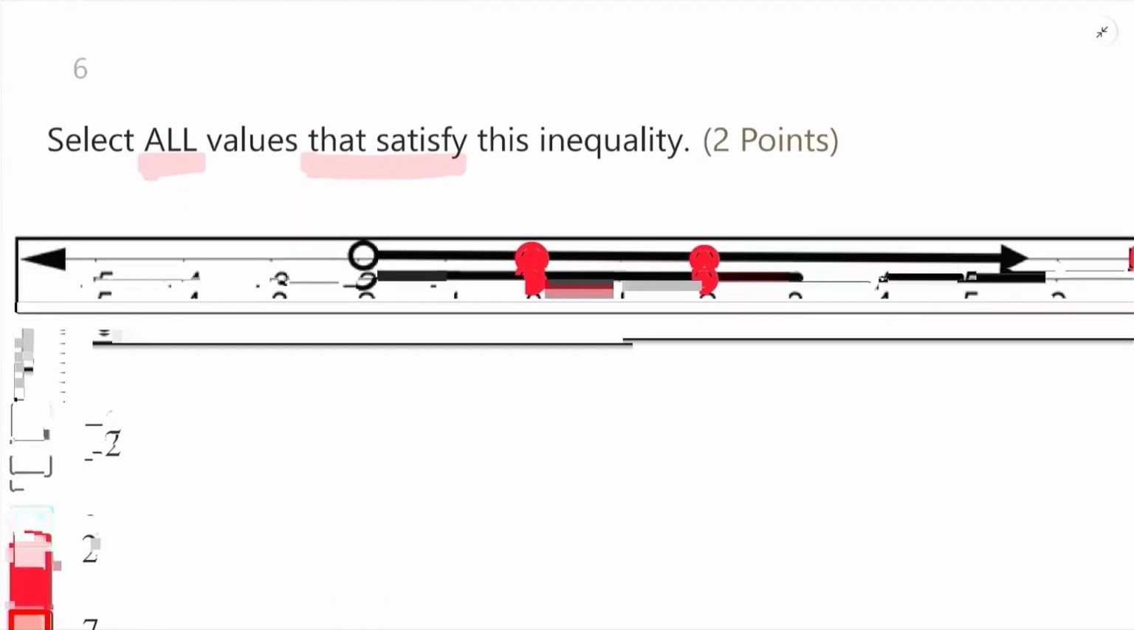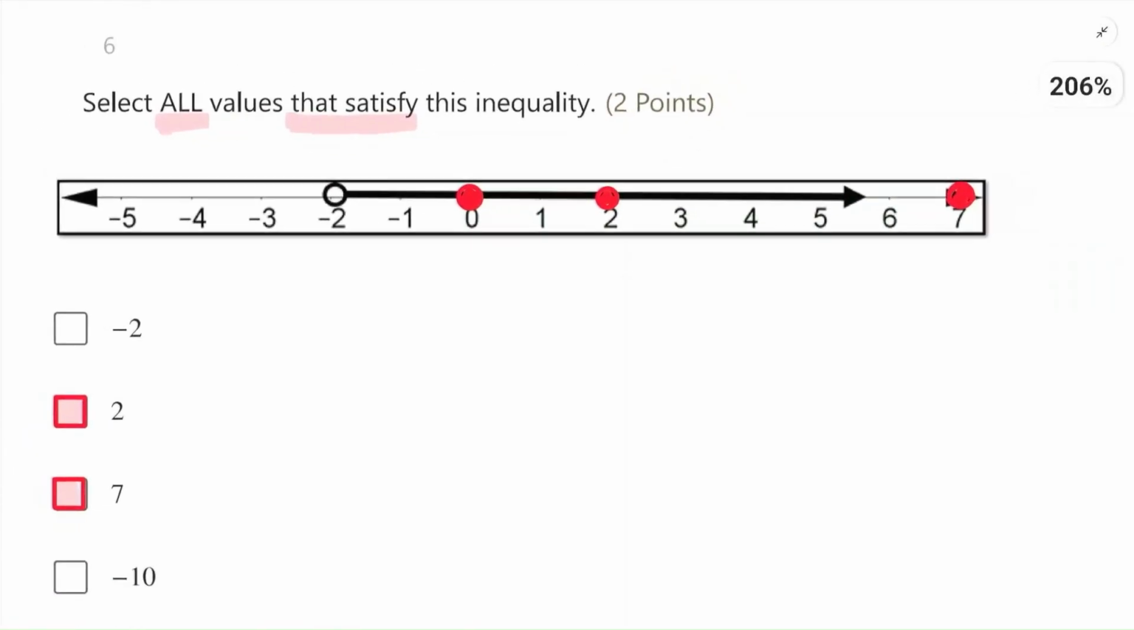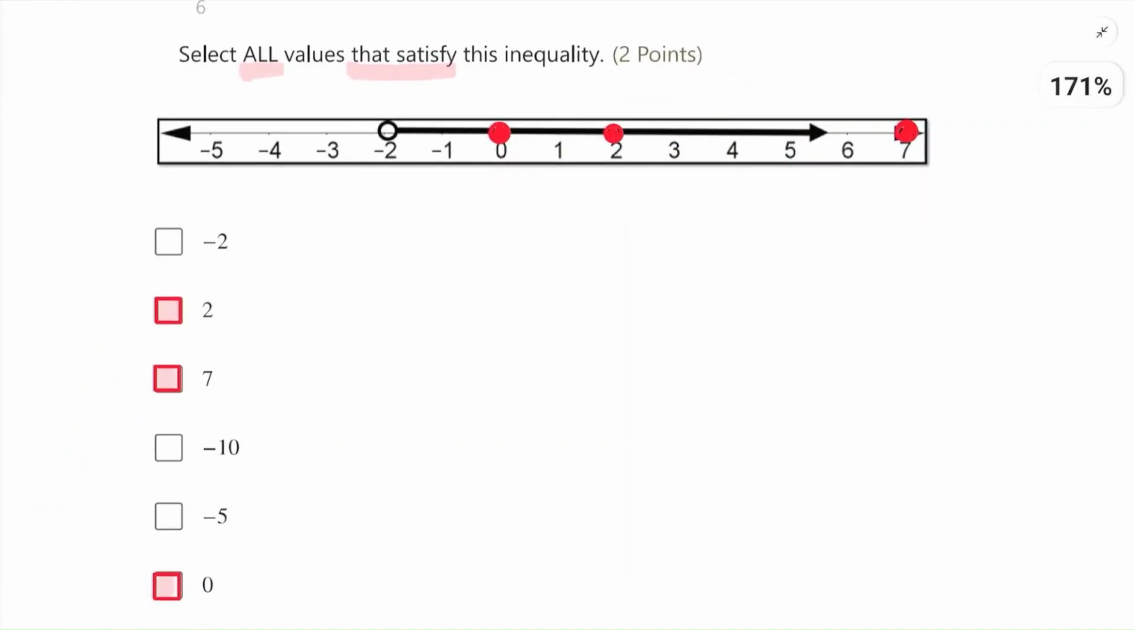It says question 6, but it's only the third question. This one says select all values that satisfy this inequality. So these are ones that make it true, and there were two that we should have selected. The 2, the 7, and the 0. 2, 7, and 0 all make that true. This is the inequality that x values are strictly greater than -2. It does not include the or equals to -2. That's why this is not a solution, because this dot is open, it's not filled in.